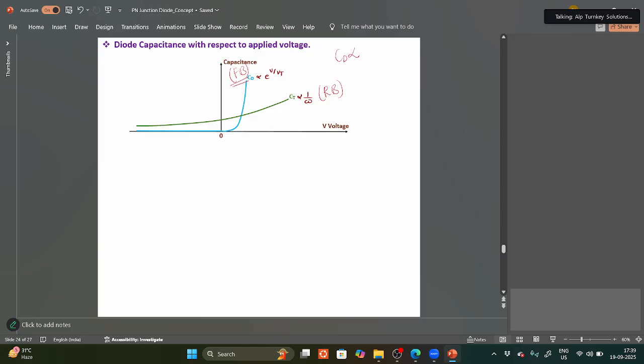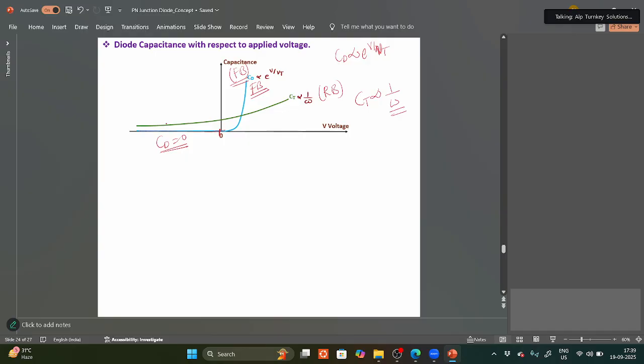CD is directly proportional to e power V by Vt, where eta you can take as 1. And CT is directly proportional to the width of the depletion layer. Anyway, this is very small in reverse bias. The diffusion capacitance there is 0 only, because diffusion capacitance is there in forward bias. So CD is nearly 0 in reverse bias, and there is diffusion capacitance in forward bias.